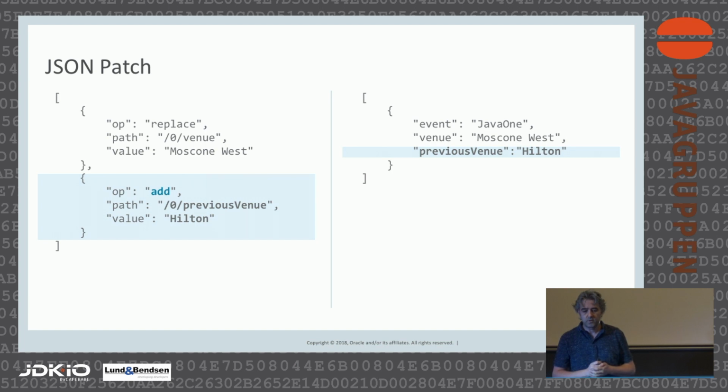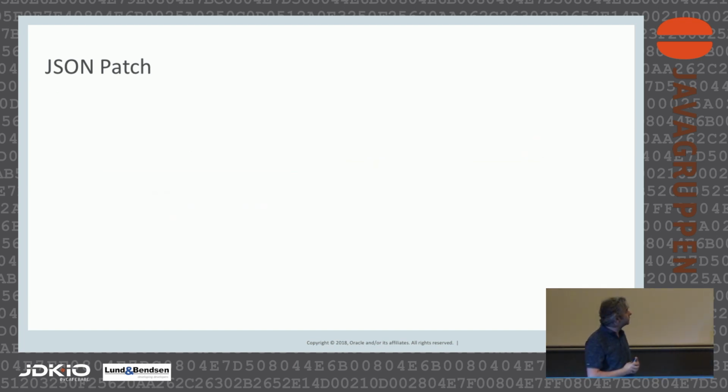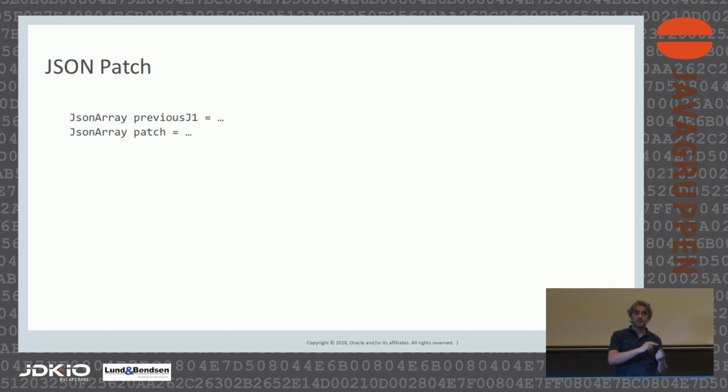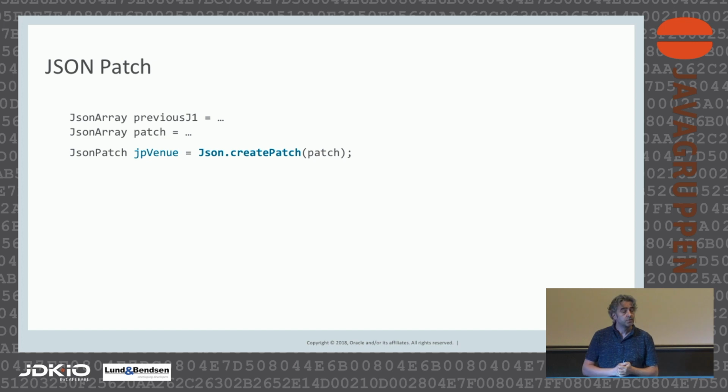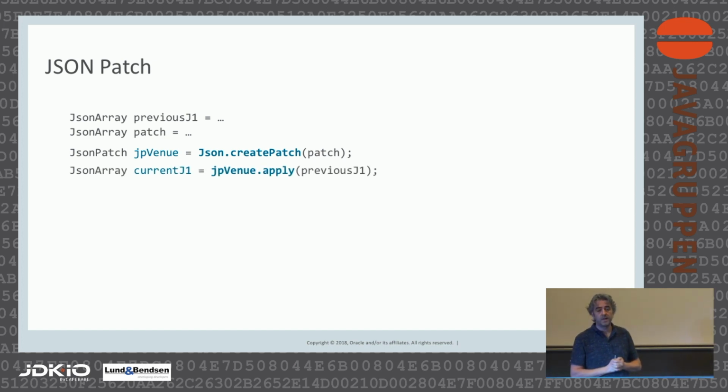Now, if we look at the Java side of the JSON patch API, we need to have 2 JSON documents. The target, that's basically the document that we want to modify, and the JSON patch that contains one or more operations. So once we have that, we create the patch from that JSON document, and then it's just a matter of applying the patch to the target that we want to modify. Again, this is an immutable operation, so we get a new object that will contain the modified JSON document.